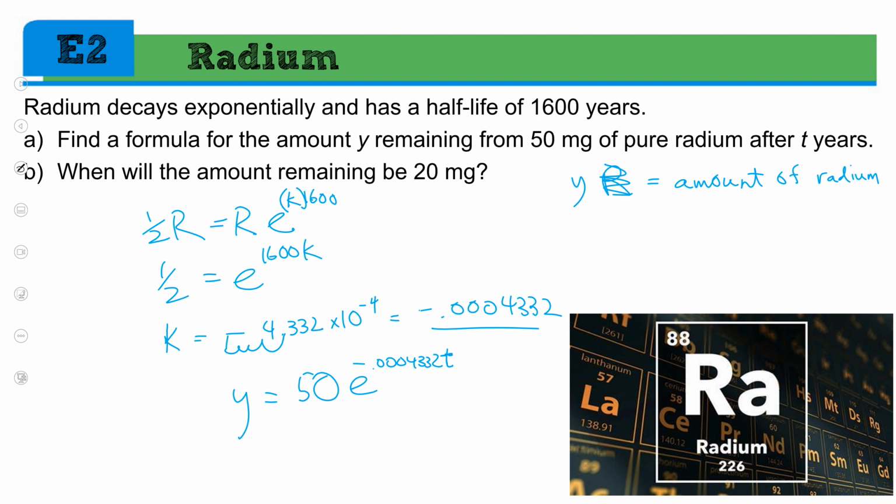Why would the rate be constant if it changes, or if the half-life is 1,600? I don't know if I understand your question. I don't know if I understand it either. Okay.